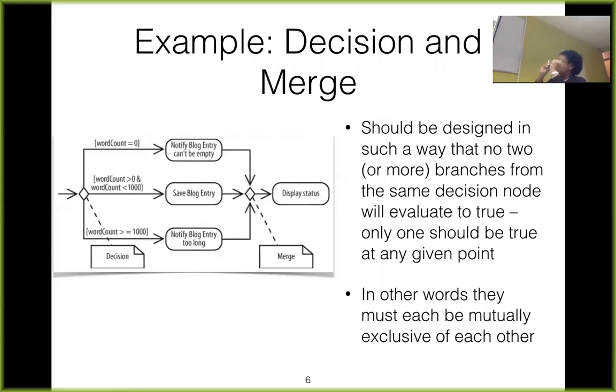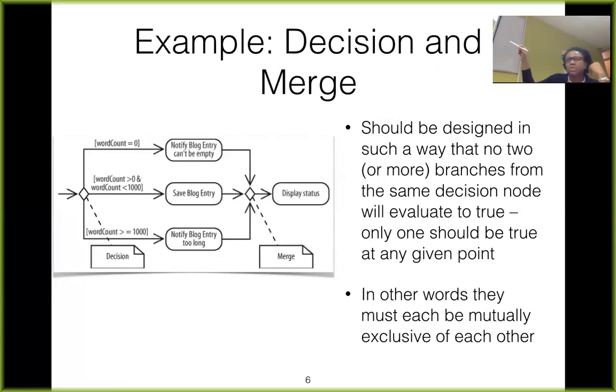So here's an example. I hope it's clear. Can everybody see this? Right, so word count equals 0. So we'll have the decision node and we'll have these 3 different branches. One says word count equals 0. The next says word count greater than 0 and word count less than 1,000. And then the other option is word count is greater than or equal to 1,000. So you don't have any overlaps there.